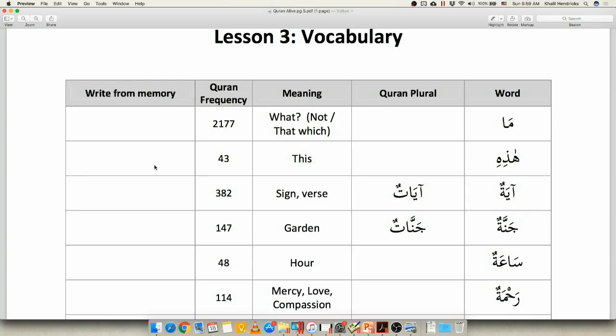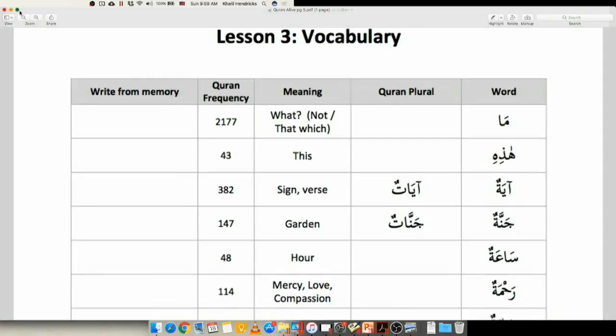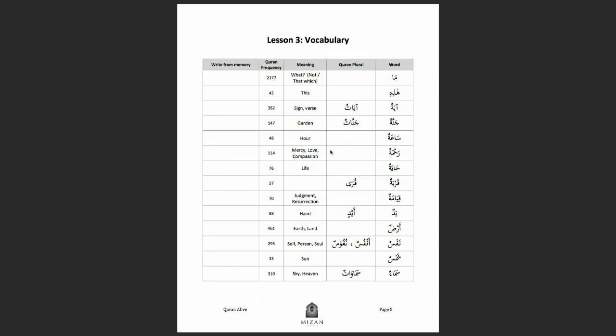So we go to the first one inshallah. The first one is ma and hadihi. You with me? We're on page number 5. Lesson 3 vocab. Ma still means what? Hadihi is the female this. Hada is the male this. And hadihi is the female this. So hada is the male this, and hadi is the female this.